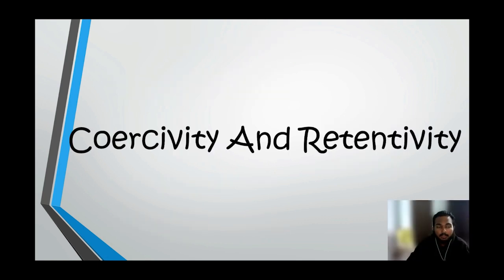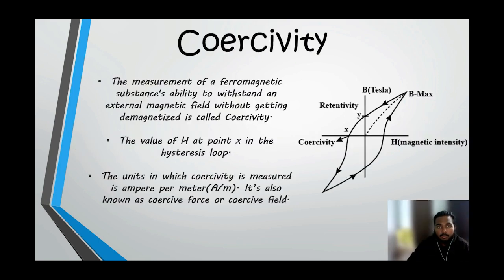Hello everybody, I'm Shian and I'll be presenting on coercivity. Coercivity is the measurement of a ferromagnetic substance's ability to withstand an external magnetic field without getting demagnetized. Here the value of H in the hysteresis loop is the coercivity. The unit of coercivity is ampere per meter. It's also known as coercive force or coercive field.